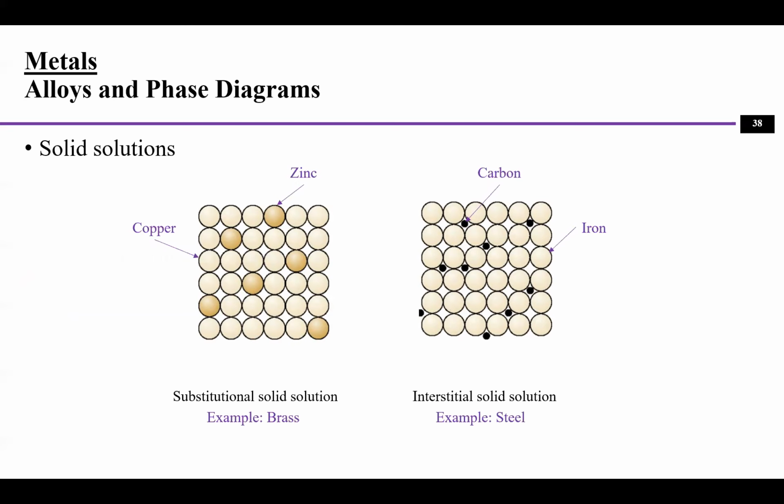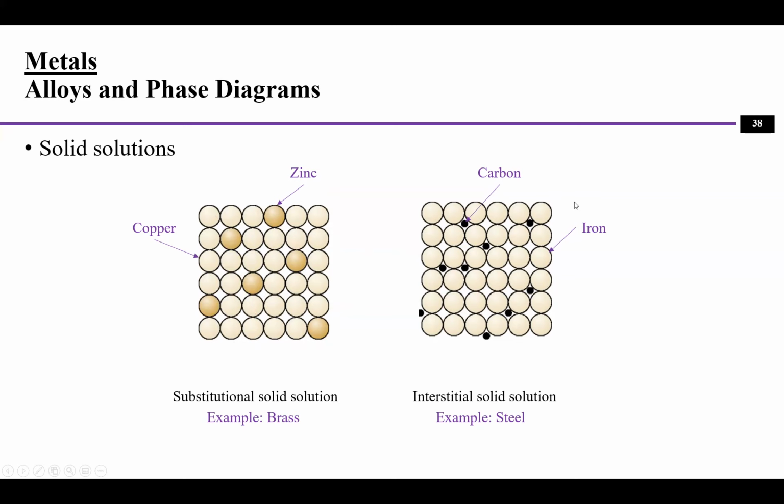So for the solid solution of the alloys, sometimes you can see how it is actually composed. It can be with the base material, for example, here is the copper, but some atoms are actually replaced by the zinc atoms. So in this case, we can call it a solid solution, a substitutional solid solution.